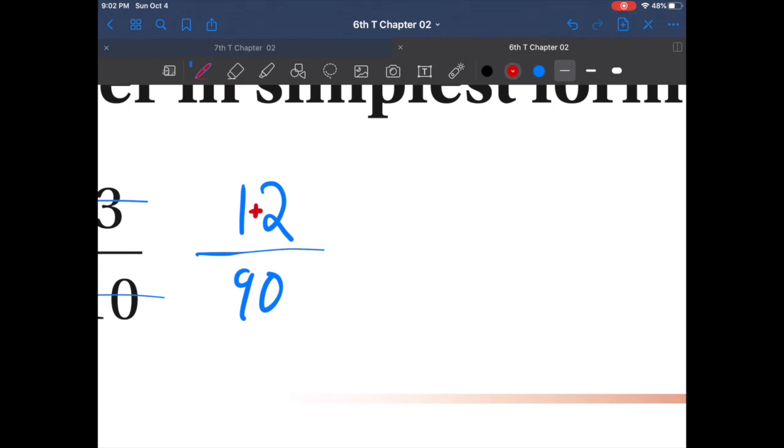Remember what I said? If we add these two together, what do we get? 3, right? 1 plus 2 is 3, so I know 3 goes into 12. And 9 plus 0 gives us 9, and I know 3 goes into 9. So let's divide these by 3. 12 divided by 3 gives me 4. And then 90 divided by 3 gives me 30.